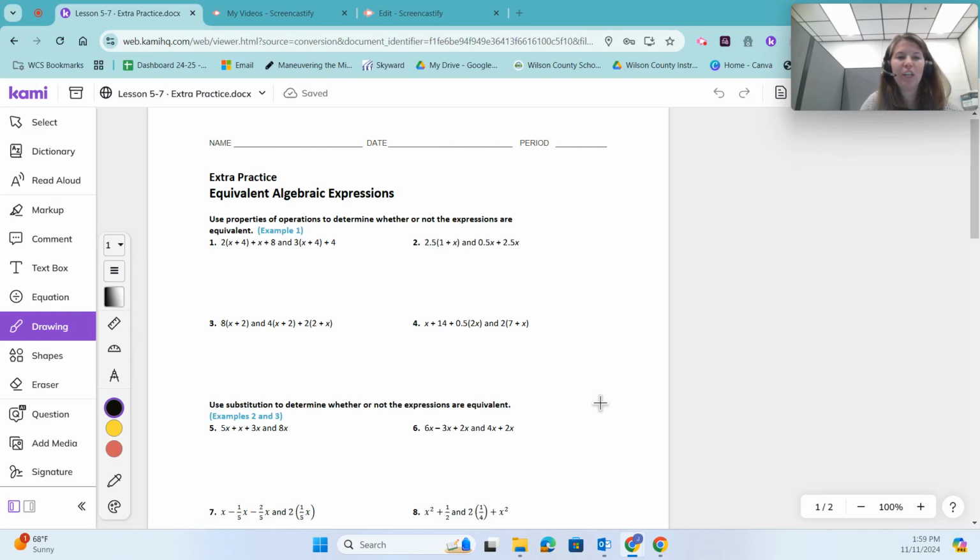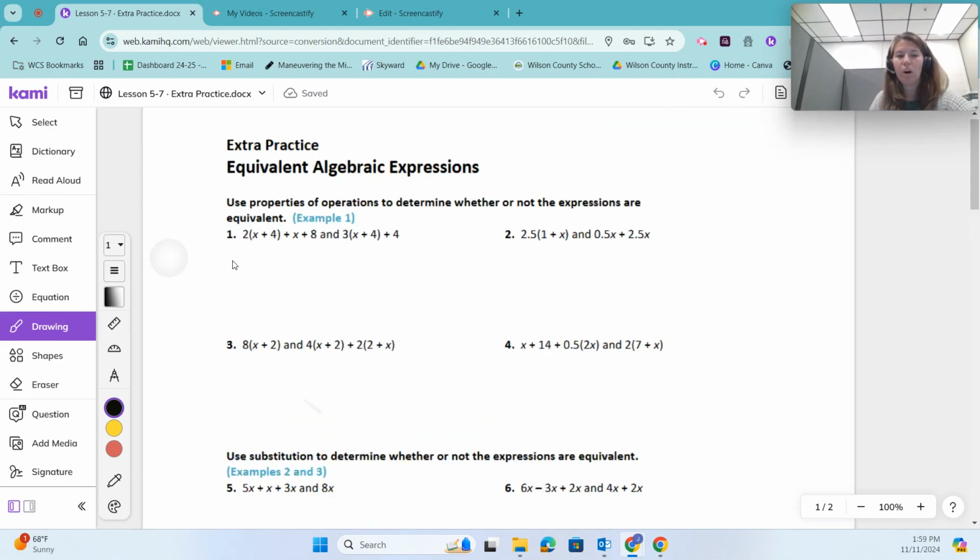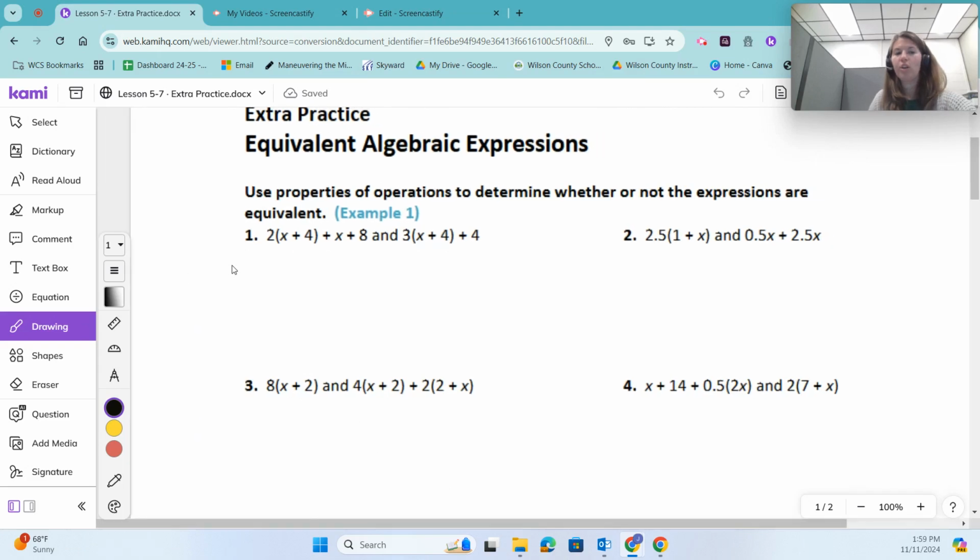Today we are finding equivalent algebraic expressions. We're determining if two or more expressions are equivalent. In order to do that, we are going to combine and expand in different ways to compare expressions. In this first one, we have 2 parentheses x plus 4 plus x plus 8.